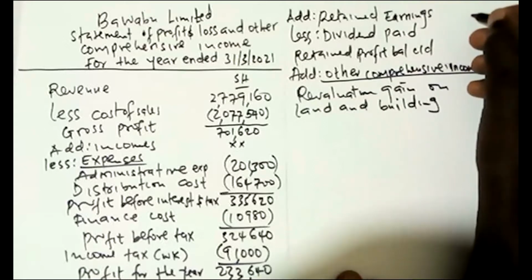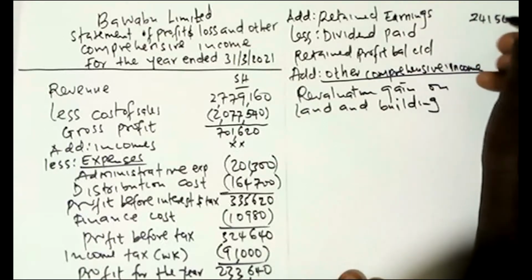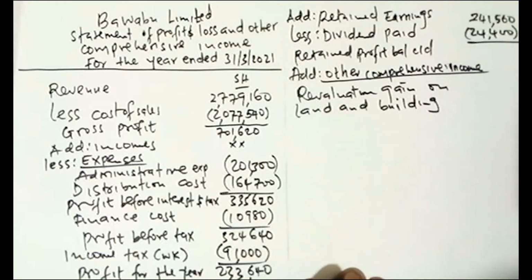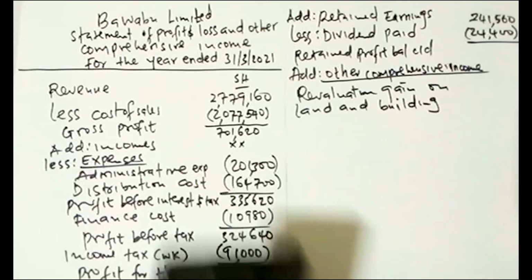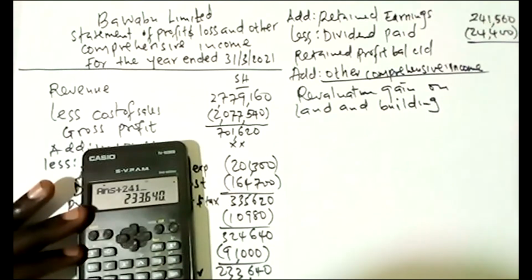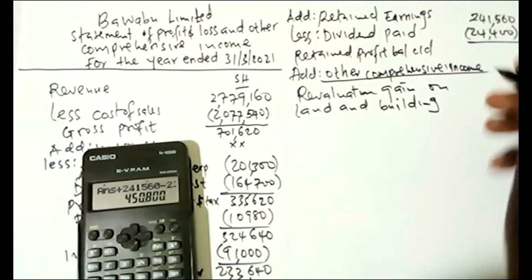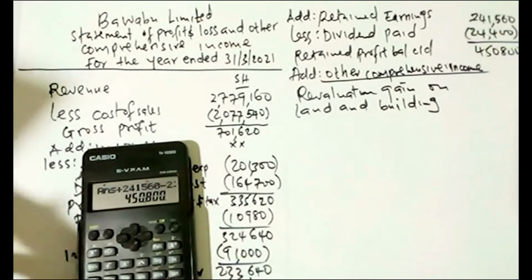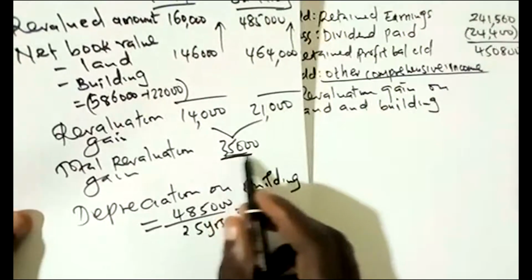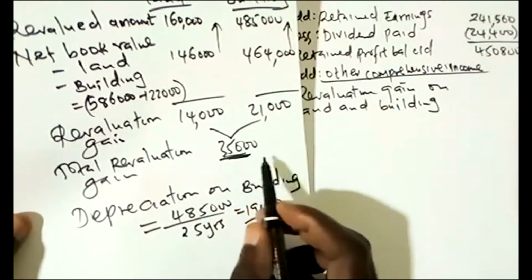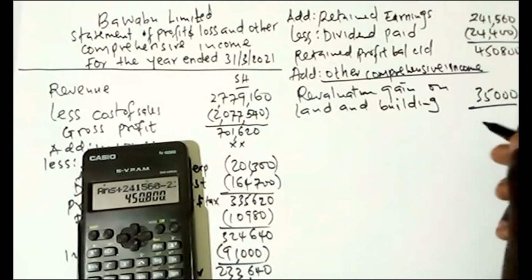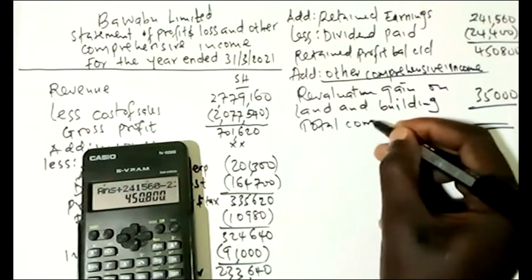So this one, we have said that it's 241,560. Then dividends paid is 24,400 from the trial balance. So if I take 241,560 minus 24,400, I would be able to get 450,800. Then I have to add the revaluation gain. So the revaluation gain on land and building was 35,000. So we have the 35,000, so that we get the total comprehensive income.